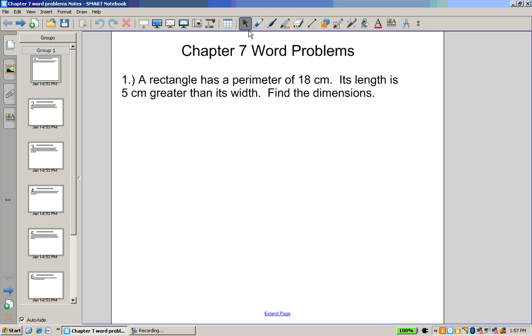Today we're going to be looking at some word problems involving systems of linear equations. Let's go ahead and start off.